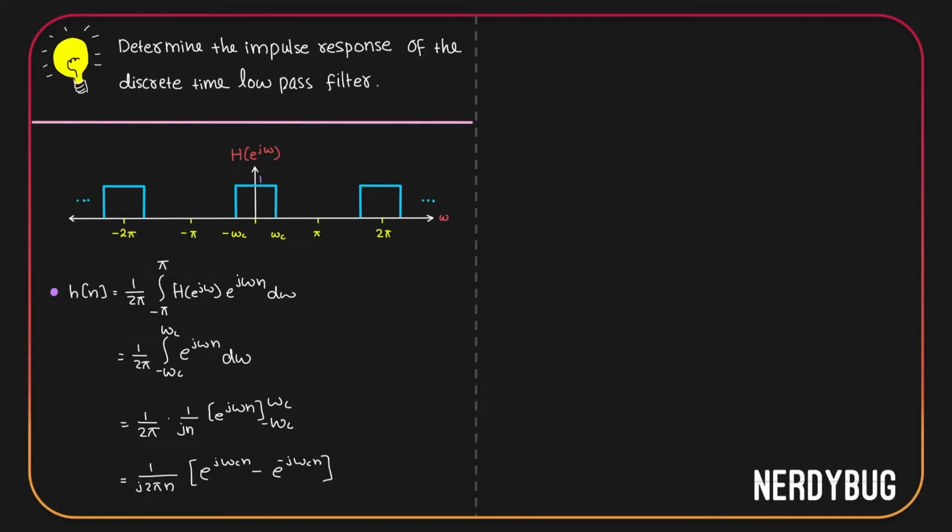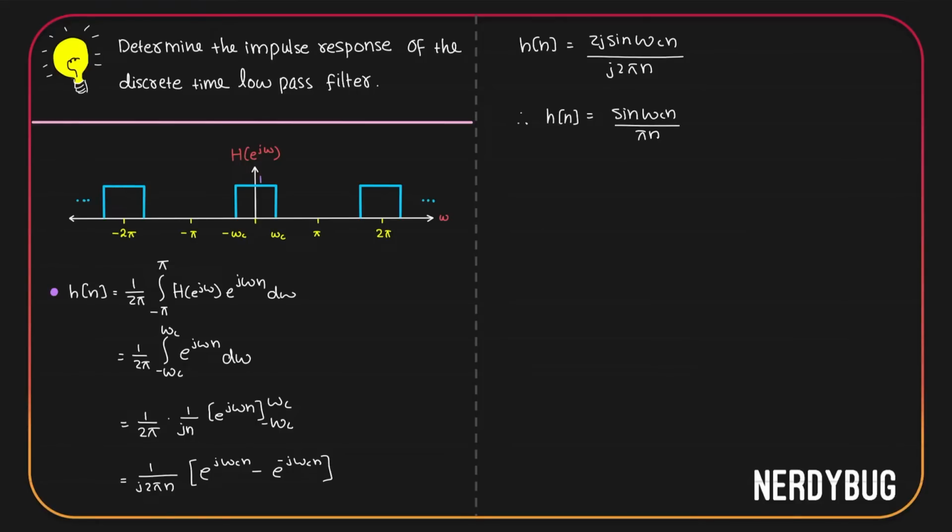Let us use Euler's formula again. If you expand these two with Euler's formula and take their difference, you will get 2j sine omega c n. So we can write h of n is equal to 2j sine omega c n divided by j 2 pi n. We have a 2j on the numerator and a 2j in the denominator. They both can be cancelled. If we do that, h of n simply becomes sine omega c n divided by pi n.